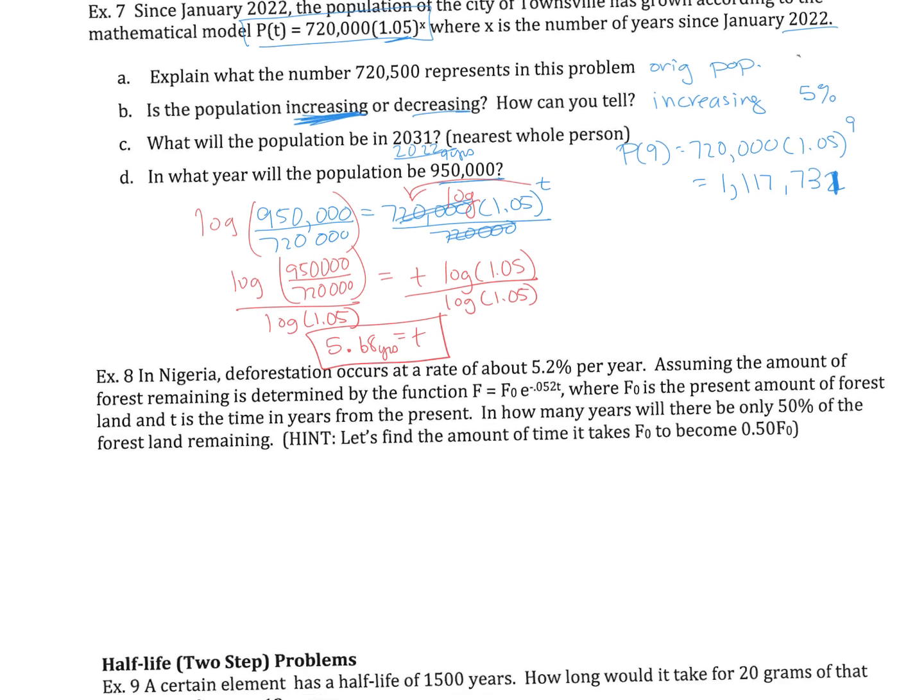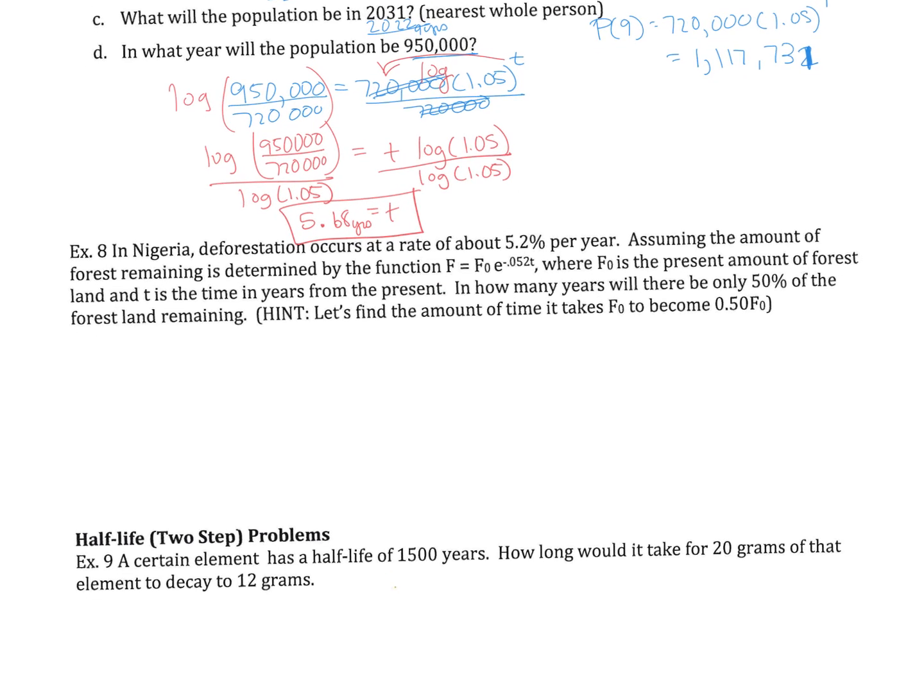So let's take a look at the next problem. So in Nigeria, deforestation is occurring at a rate of about 5.2% a year. So that is 0.052 as a decimal. Assuming the amount of forest remaining is determined by this function, f equals f of 0, that's the initial amount, e to the negative 0.052, that's my rate. Notice it's negative. This is deforestation, so my forests are getting smaller. It makes sense to me that my rate would be a negative rate because my forests are decreasing in size. They are not growing in size, times the time that has elapsed.